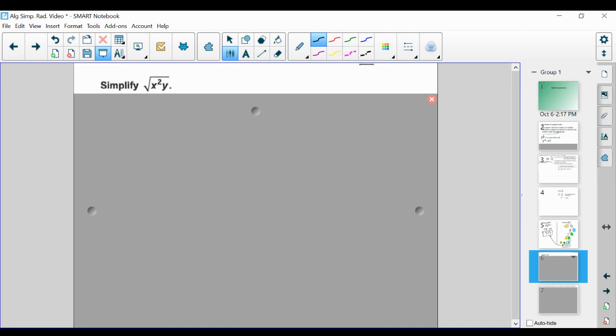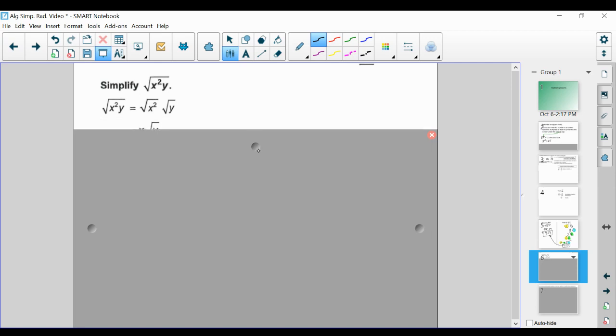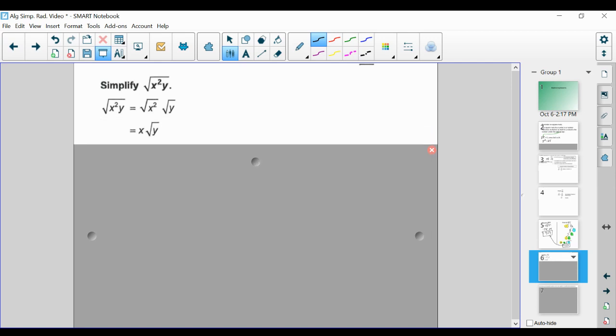So we want to simplify the square root of x squared y, and all of that is underneath the radical. So we can use the product property here. We can break it apart as the square root of x squared times the square root of y. The square root of x squared becomes x because I have two of them. So I'm able to group them together and it gets pulled out. X squared is also x times x.